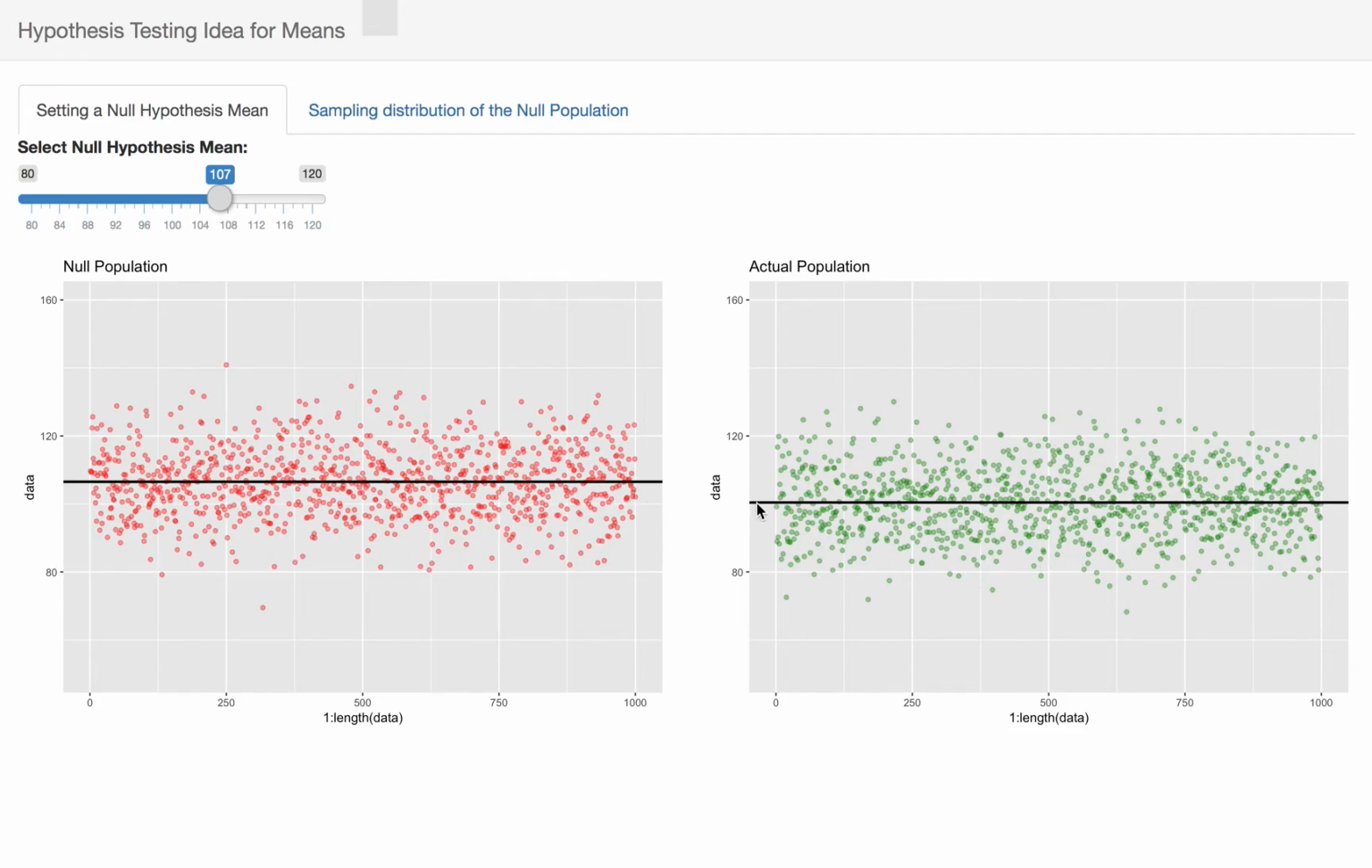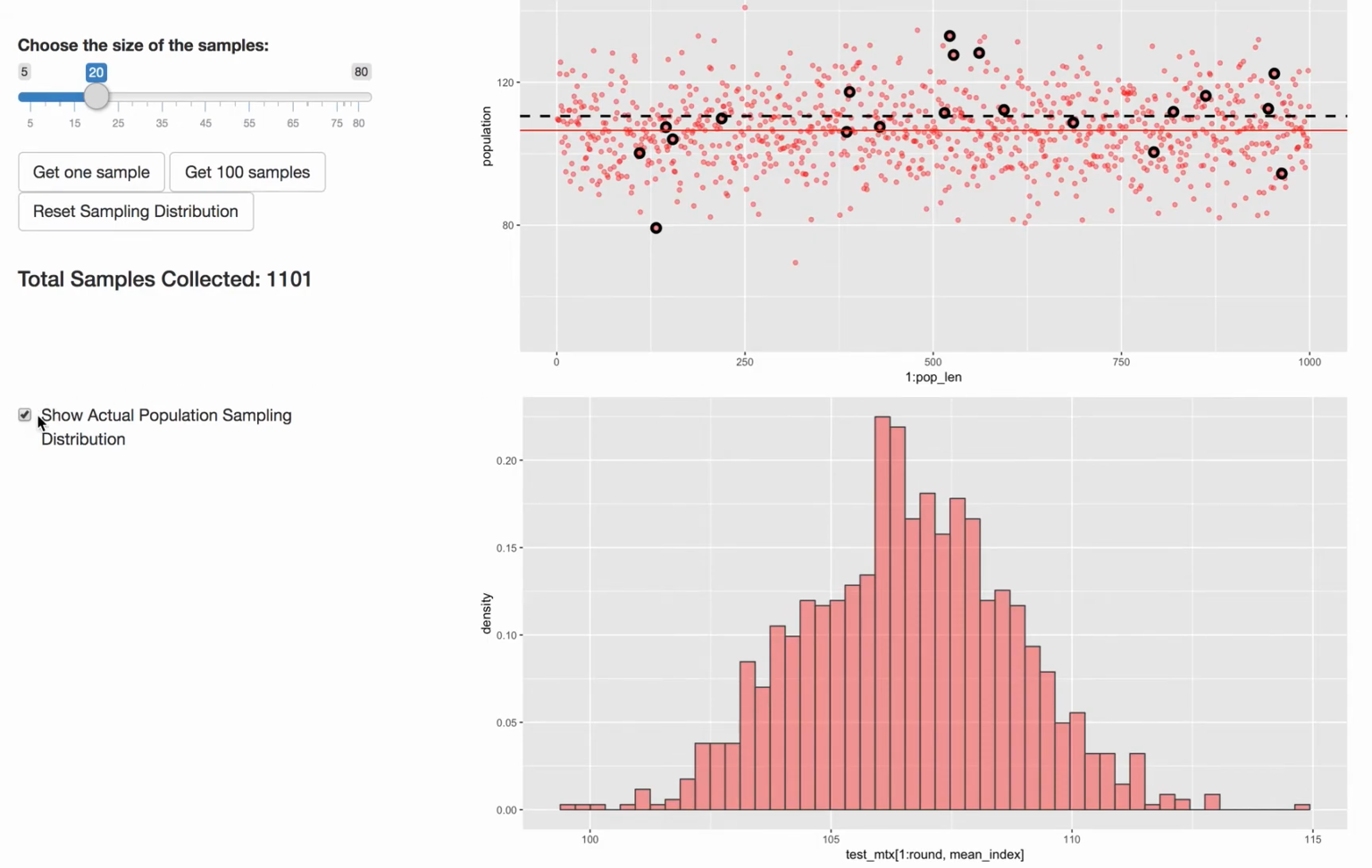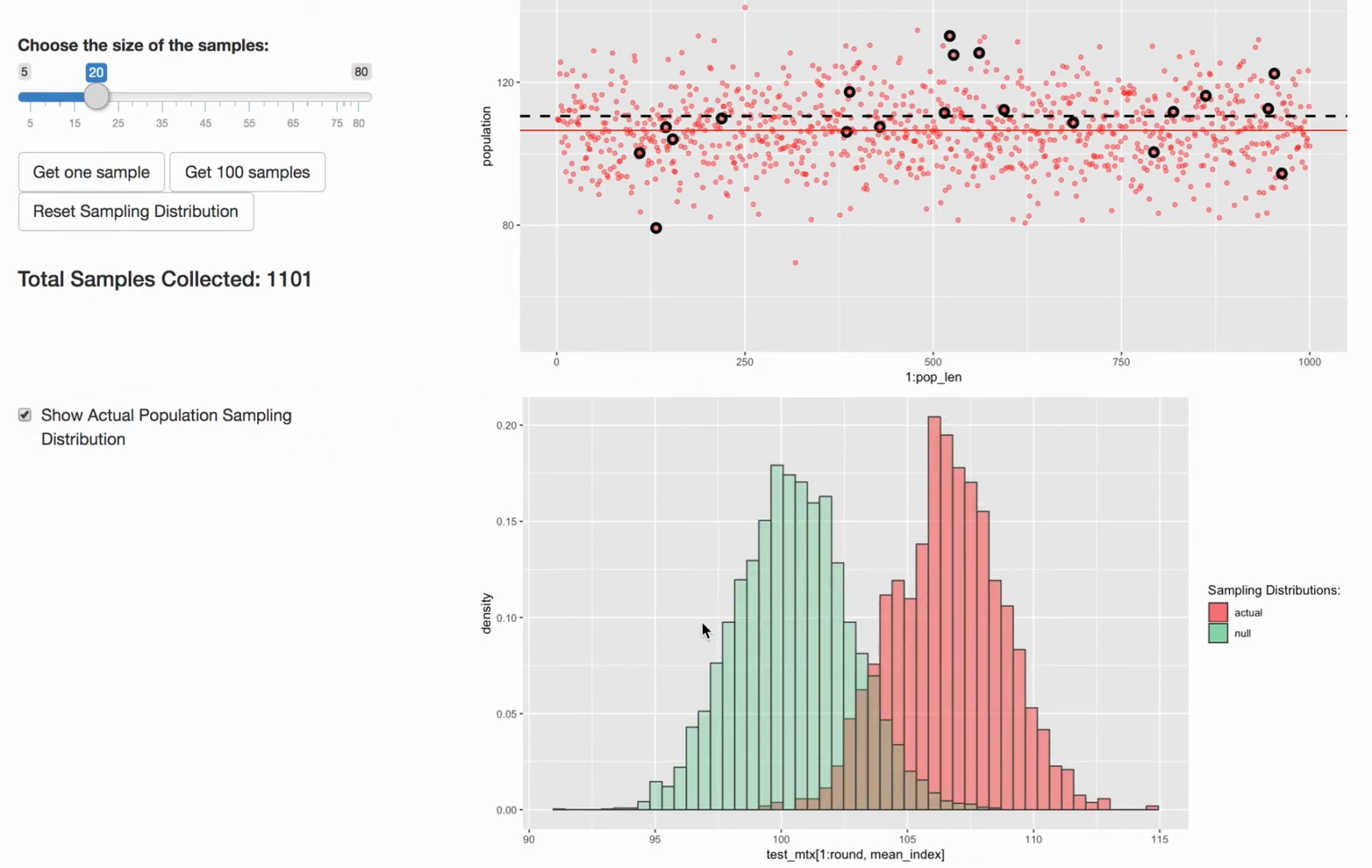These means are different. I believe in the actual population, the mean is about 100, and we set our null hypothesis to be 107. So if we compare the actual population sampling distribution to the one that we get from the null population, red versus green, all based on this fixed sample size of 20, you can see that when our null hypothesis is off, these two sample mean distributions, the actual case in green and our null hypothesis assumption in red, don't overlap too much.